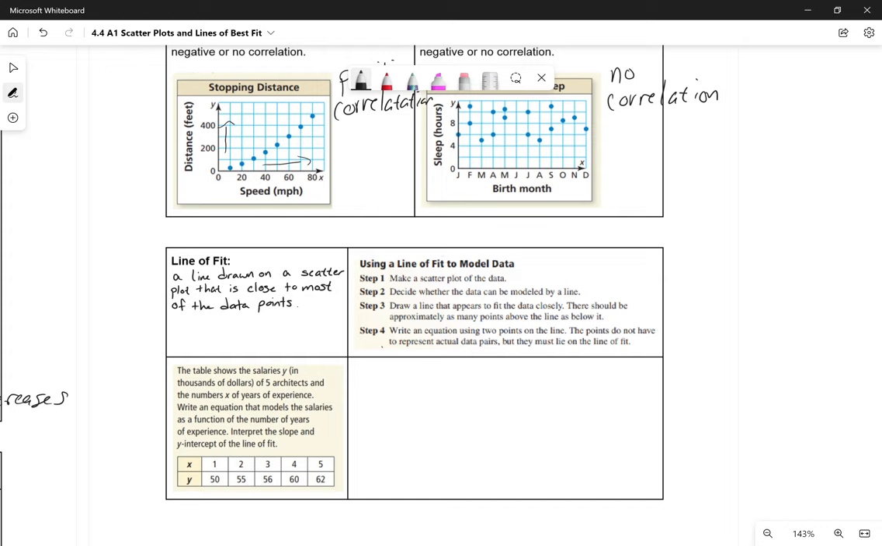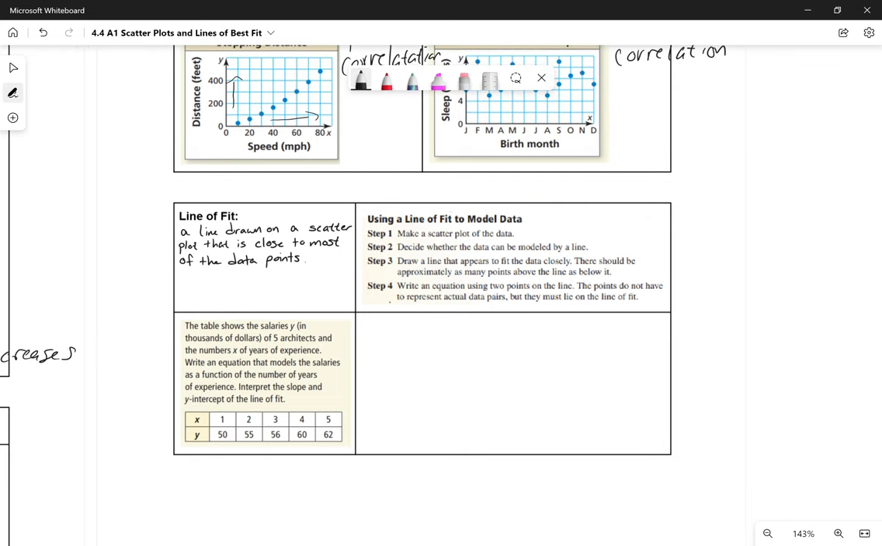And from there, we're able to write an equation using 2 points on the line, not from the scatter plot points, but the points on the line. The points do not have to represent actual data pairs, but they must lie on the line of fit. So in our example, we're not going to be necessarily making a scatter plot in this case, but we are actually going to be able, since we have few data points, to see if we can model the equation of a line.